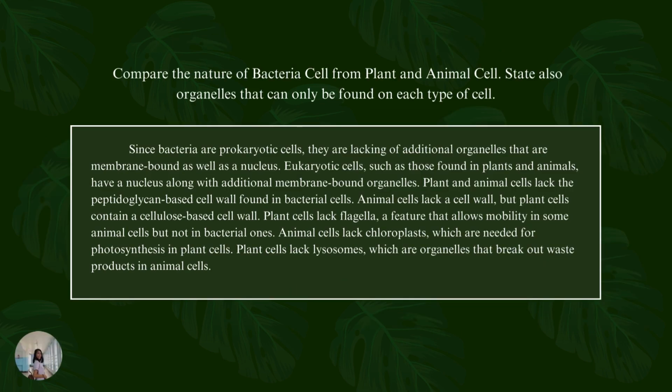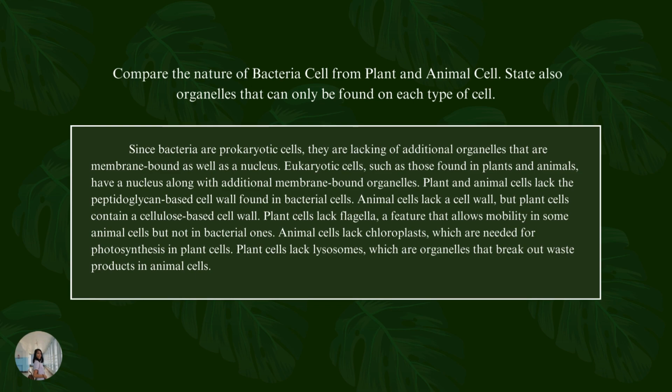So let's compare the nature of bacteria cells from plant and animal cells, and state also the organelles that can only be found on each type of cell. Since bacteria are prokaryotic cells, they lack additional membrane-bound organelles as well as a nucleus. Eukaryotic cells, such as those found in plants and animals, have a nucleus along with additional membrane-bound organelles.